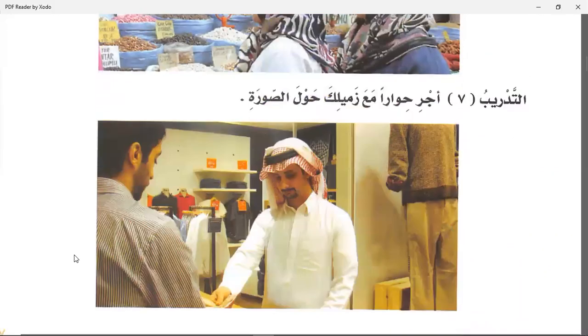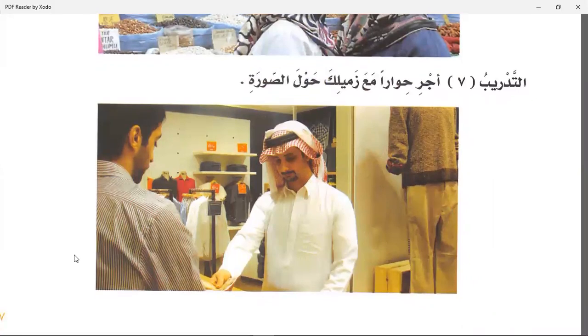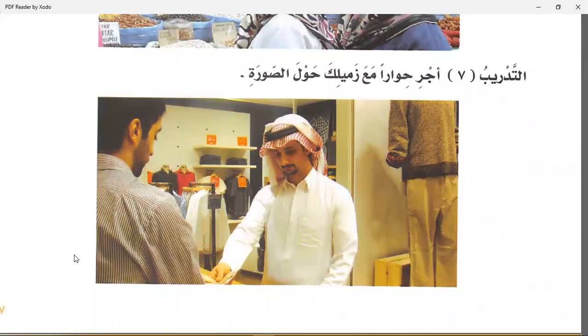Nobody wants to? Start a dialogue about the picture with your colleague. So this time one of you will visit the shop. He will say, I want a shirt, something like this. Then he will choose the color also. Then he will pay the price for it. So raise your hand.